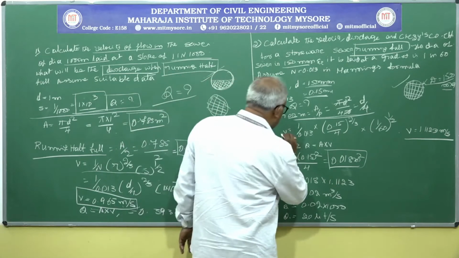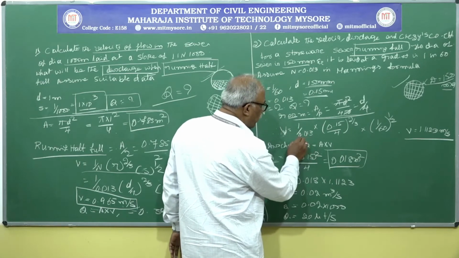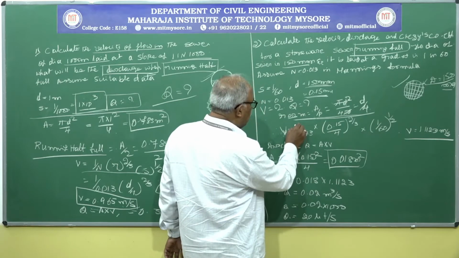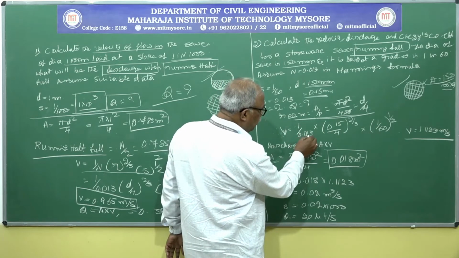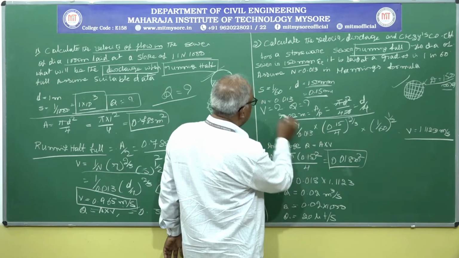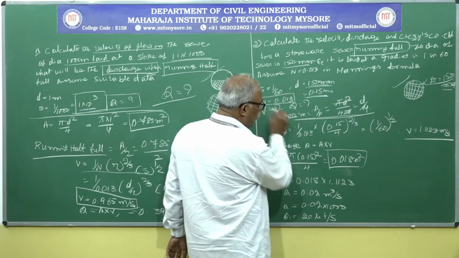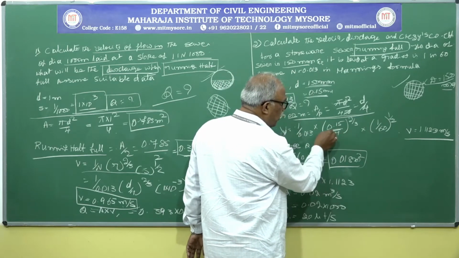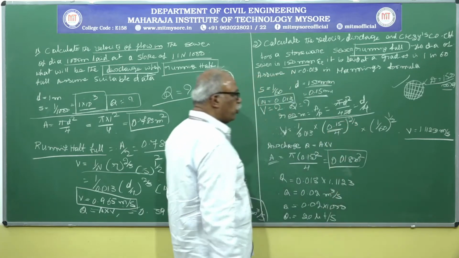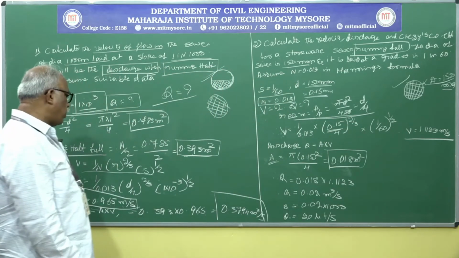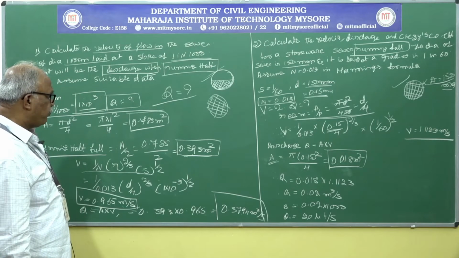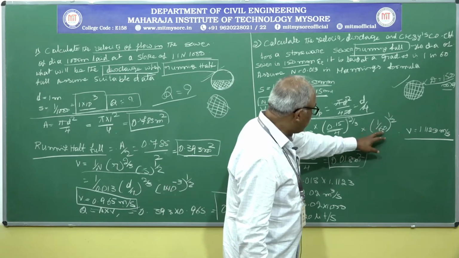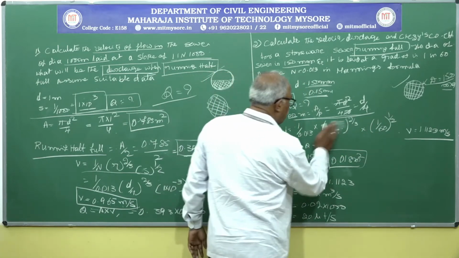Next, after calculating the area, I am substituting into Manning's equation to calculate the velocity. So this is 1 by 0.013, that is the value of n, multiplied by 0.15 divided by 4, whole to the power of 2 by 3. Next, multiplied by 1 by s to the power of 1 by 2.